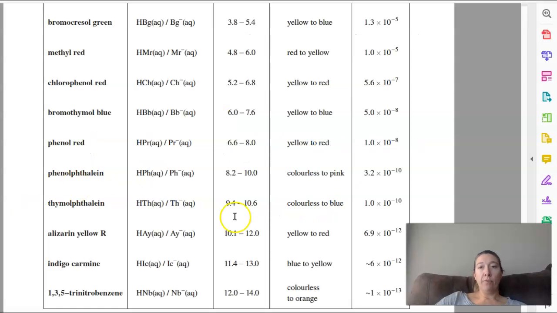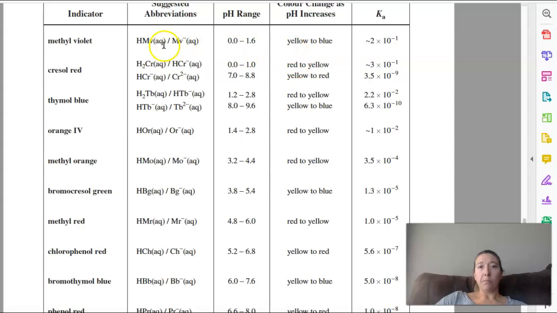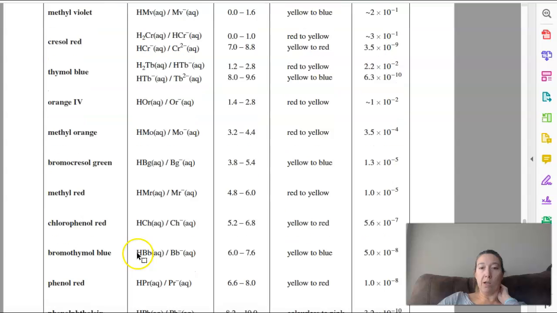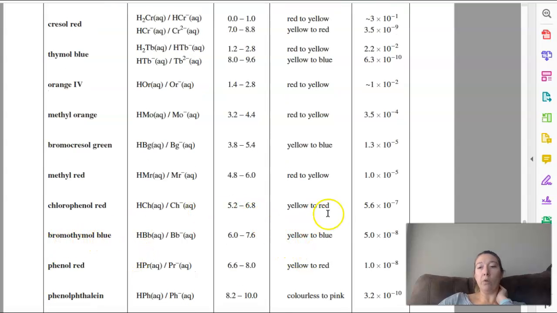So for the most part, what you find when you look at this data table here is when it gives you this and it gives you these colors, they already kind of go the way they match. So HMV is yellow and MV minus is blue. So if you think about when we use indicators, and bromothymol blue is kind of the most common one you're used to, you can get yellow, you can get blue, but you also know that you can get green because green is the color between yellow and blue. So the reason we get green is because we have approximately equal concentrations of this guy, which is yellow, and this guy, which is blue. So when we mix those two colors together, it does appear to be green.